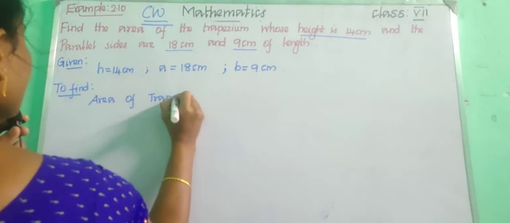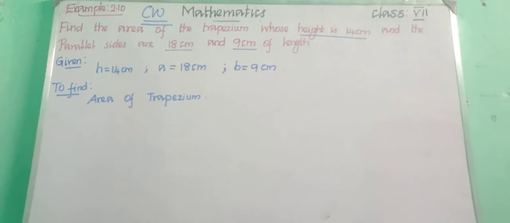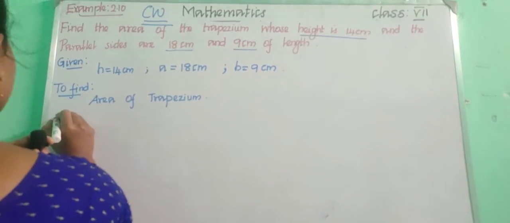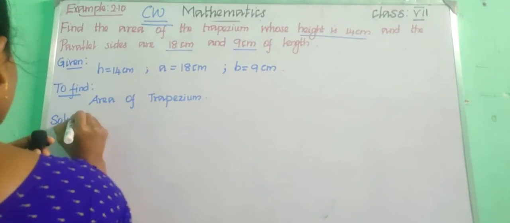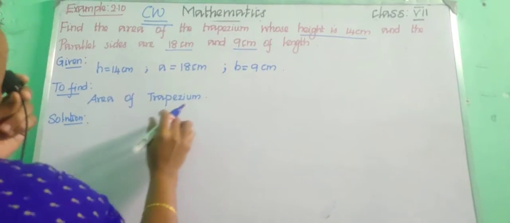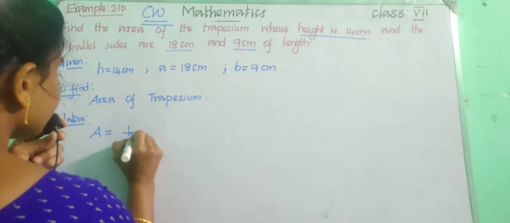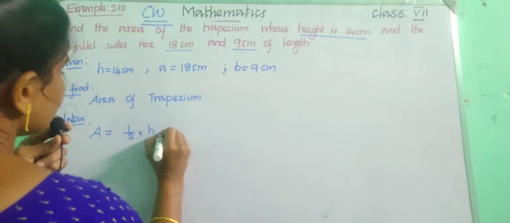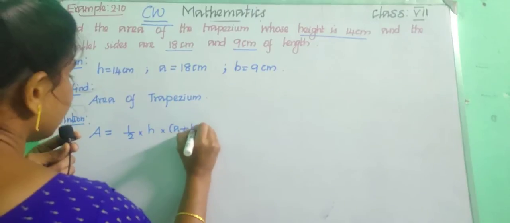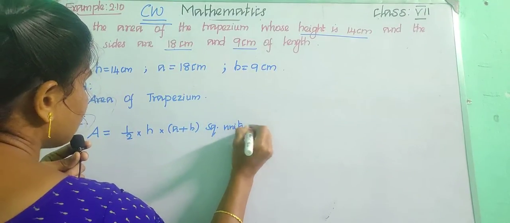So what is the formula to find the area of trapezium? Half into h into a plus b. So first of all, let us write the solution. Let us write the formula for area of trapezium. Area equal to half into h into a plus b square units.